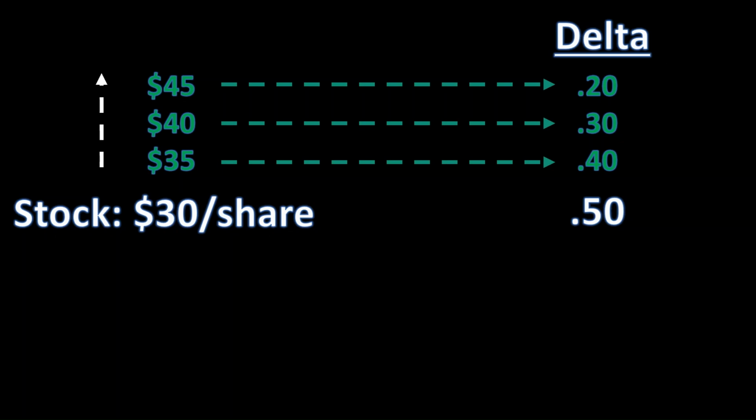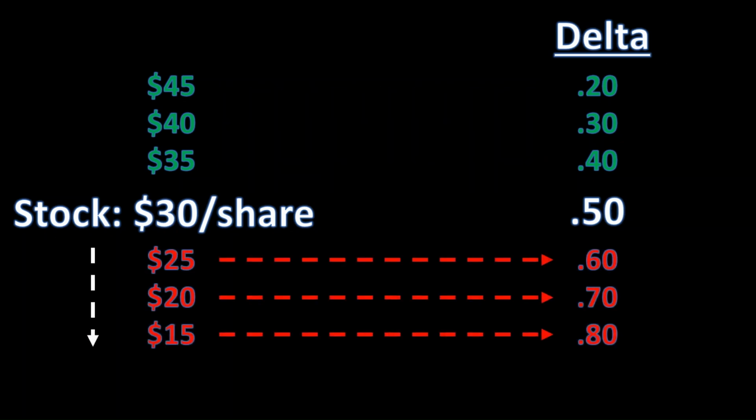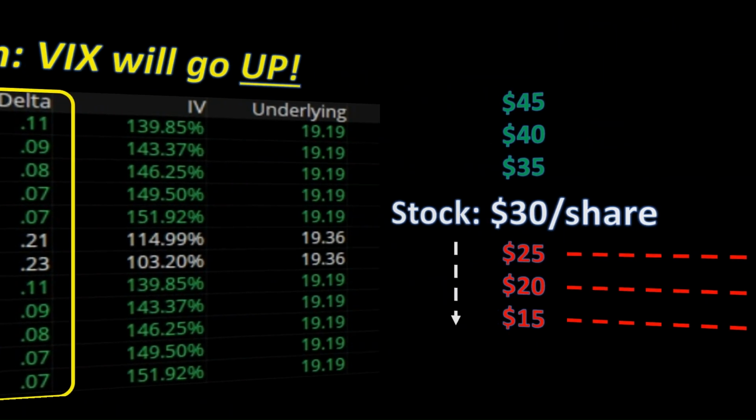And you'll notice as a stock price goes up from 30 to 35, 40, 45, the deltas go down. The higher out of the money, the higher the strike price is above the current market, the lower the delta goes. Conversely, when we go down in stock price, let's say the stock is at 30 and we look at the option contracts that are below the current market, the deltas go up. In other words, the deltas move opposite to the value of the stock or the option contract.